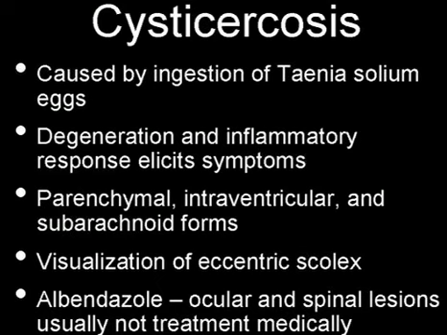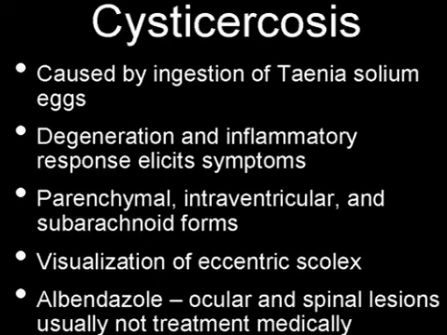Cysticercosis is a parasitic infection caused by ingestion of tapeworm eggs, and the thing to remember about this is that a lot of times when these lesions initially present, they live in coexistence, in harmony with the brain for several years, and it's really when the degeneration and inflammatory response occurs that the focal neurologic symptoms occur. There are parenchymal, intraventricular, and subarachnoid forms, and one thing to look for is visualization of a little scolex within these cystic lesions, and that can be almost pathognomonic. You may not see it in every case, but when you do see it, you really should consider cysticercosis strongly.